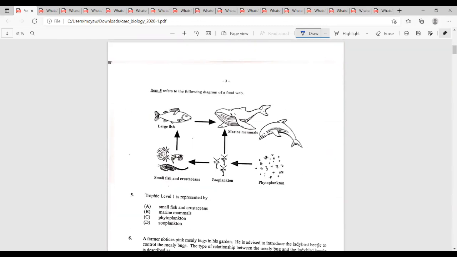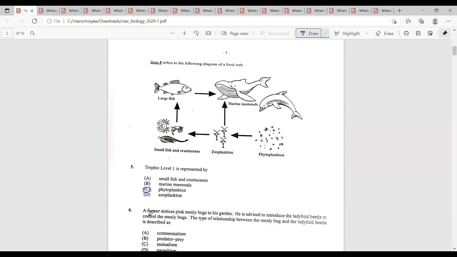Question 5. So question 5 is a repeat question. Item 5 refers to the following diagram of a food web. So we have the diagram. Trophic level 1 is represented by the phytoplankton.